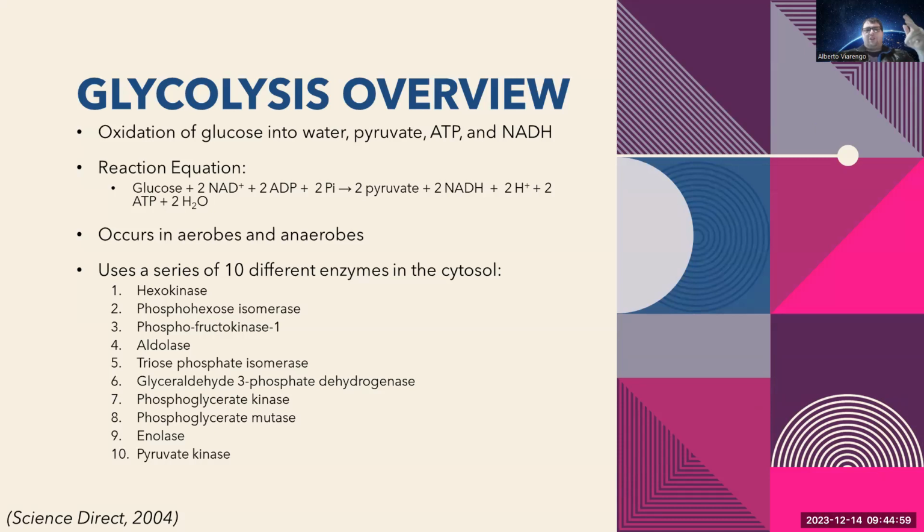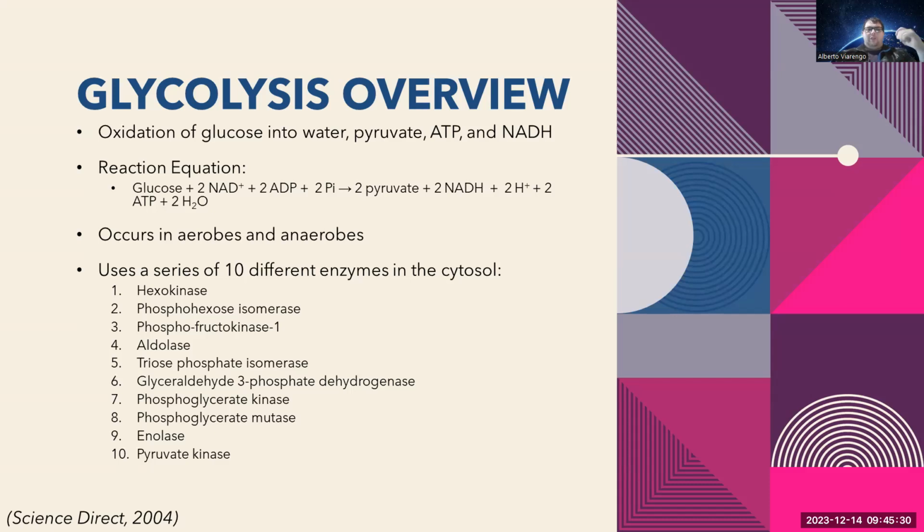In general, the reaction equation is: glucose plus 2 NAD positive ions, 2 ADP molecules, and 2 Pi. You get 2 pyruvate molecules, 2 NADH, 2 hydrogen ions, 2 ATP, the energy molecule, and 2 units of water, H2O.